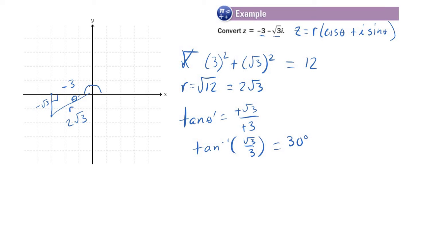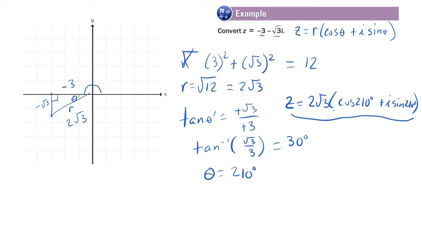Of course, here to here is 180. That makes the whole thing 210 degrees. Not too bad, all right? So now if we put this thing together, z equals 2 root 3 times cosine of 210 degrees plus i sine 210 degrees. And there is our answer, our complex number in trig form or polar form.